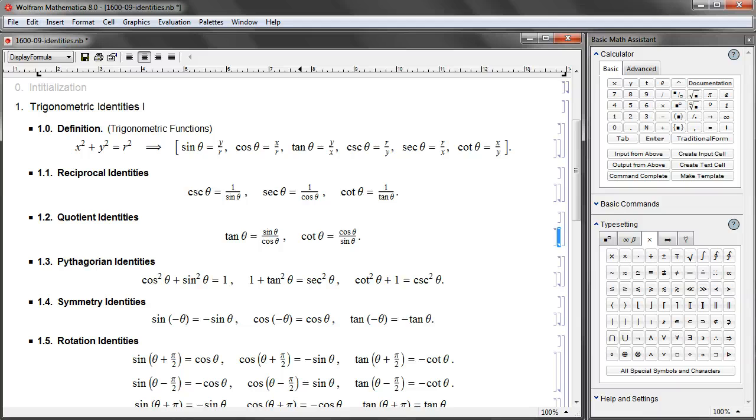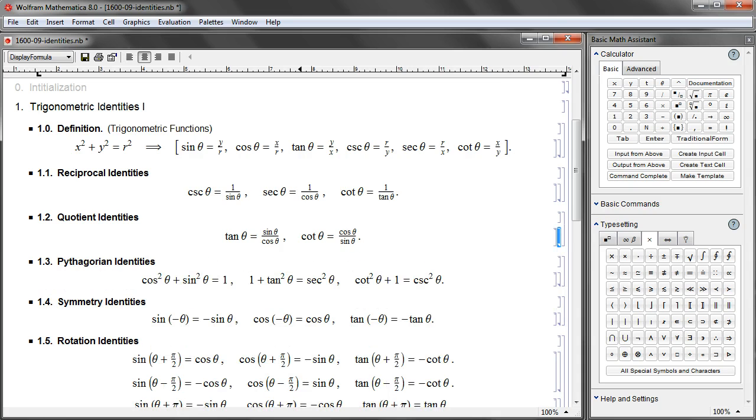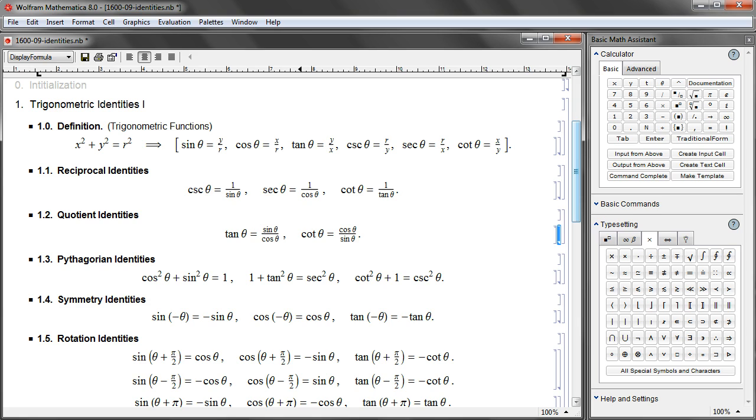Yes, it is. How do we prove those? Simple. Tangent is y over x, just by the definition. And then we divide both numerator and denominator by the same number, r. And then what do we get? y over r is sine, the numerator. x over r is cosine, the denominator. So we end up with tangent is equal to sine over cosine. A similar thing works for the cotangent function. The proof is simple, just a one-liner from the definition, but the implication is significant.